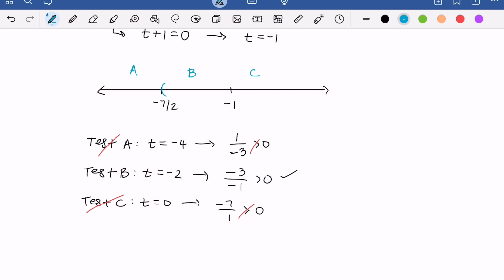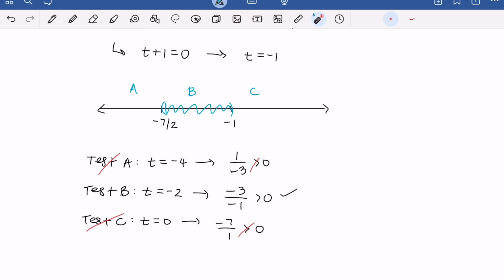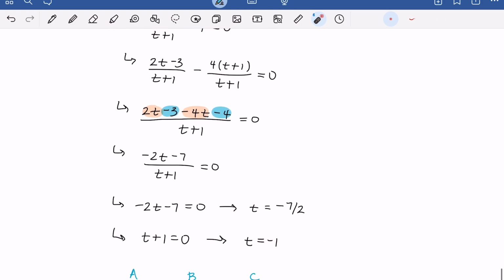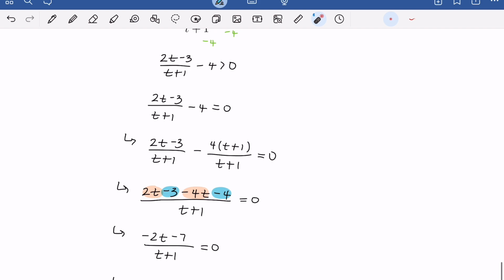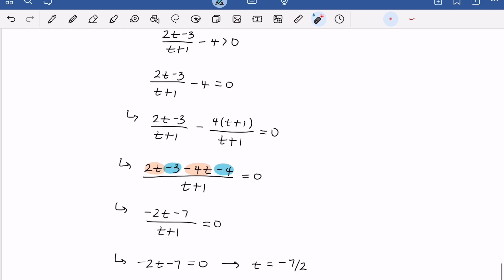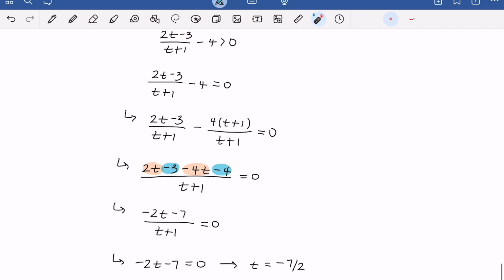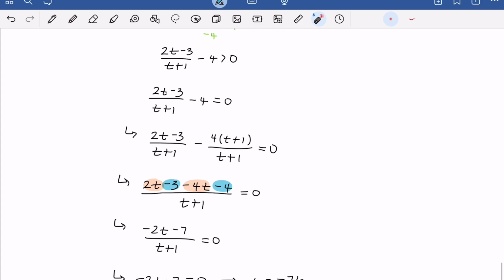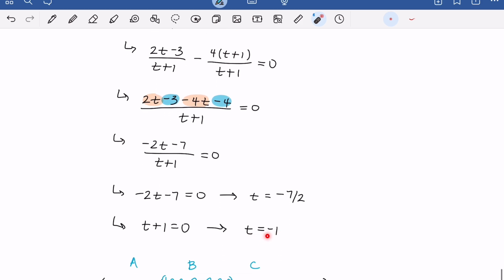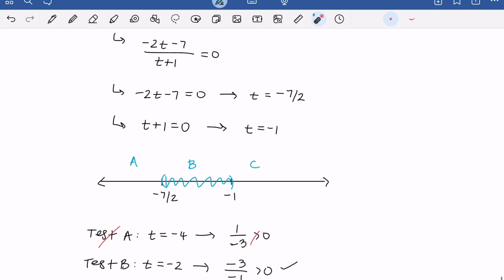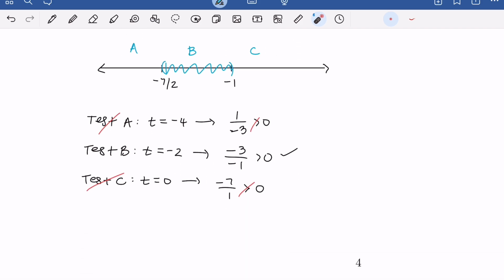Graphically, what that looks like is this here. And remember, we're using parentheses in this case because we're not going to be including these solution values. If we go back to our original inequality, we want to figure out when this is greater than 0. We know at negative 7 over 2 it's exactly equal to 0, so we're not going to include that. We also know that if t is equal to negative 1, then this is going to be undefined, and it won't be greater than 0, so we're also not going to include negative 1, so we're using parentheses for these two endpoints here.